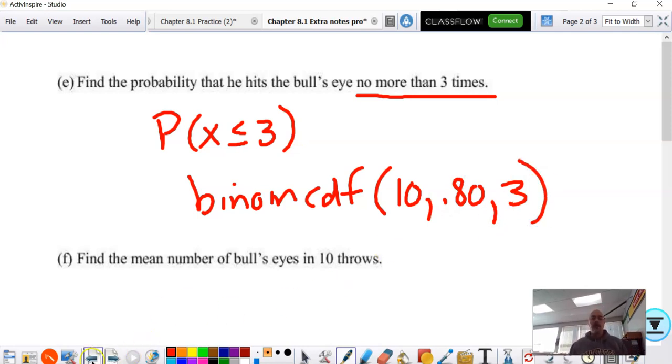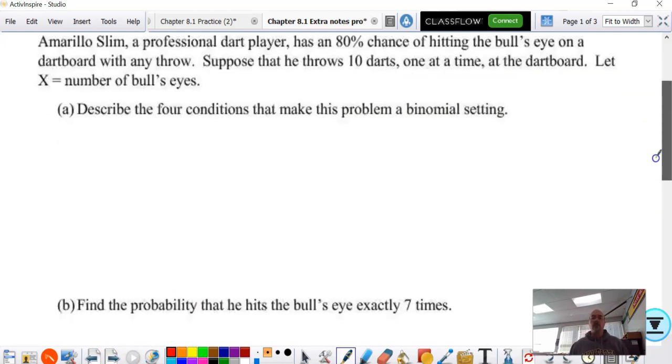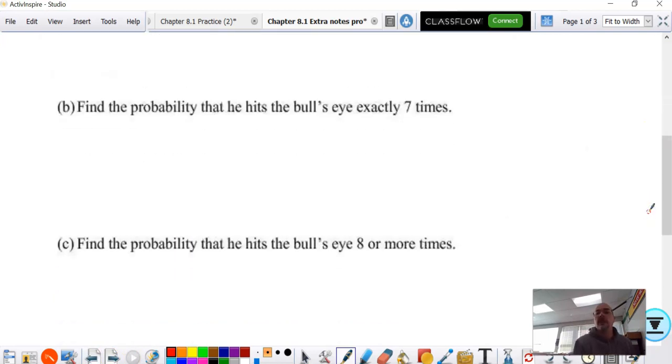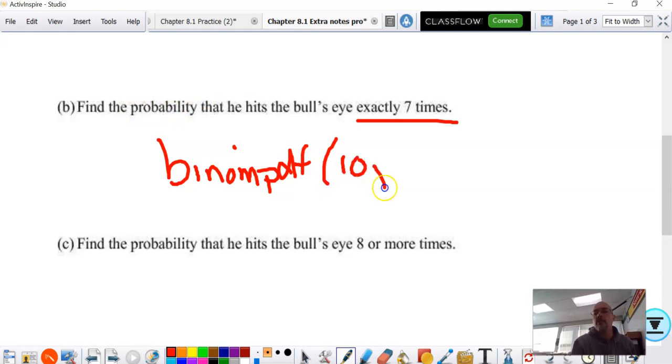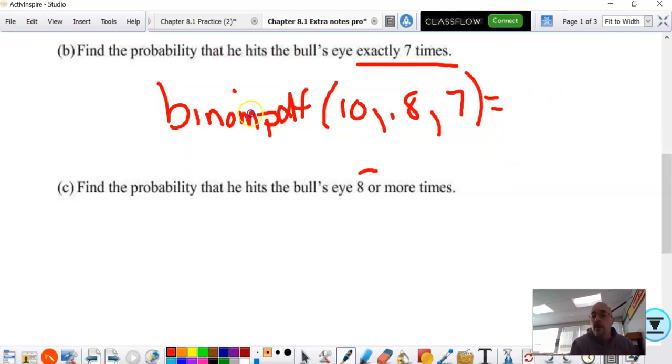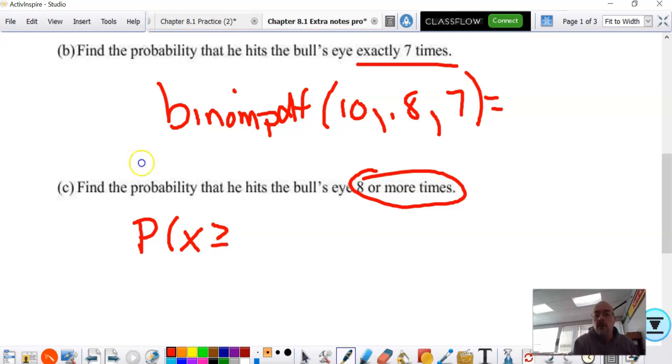All right, let me back this up because I can tell I skipped a whole bunch. Okay, this one said exactly 7 times, so that's a PDF. So that would be 10, 0.8 or 0.80, and 7. That would find exactly hitting the bullseye 7 times. Okay, this one says 8 or more. So the probability that X is greater than or equal to 8.